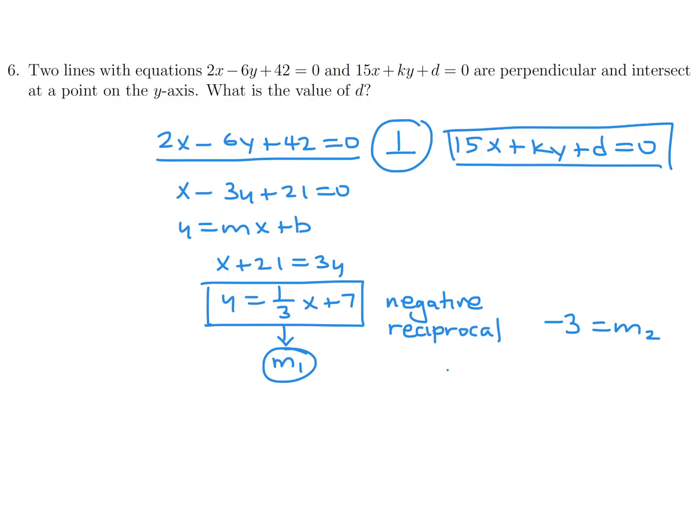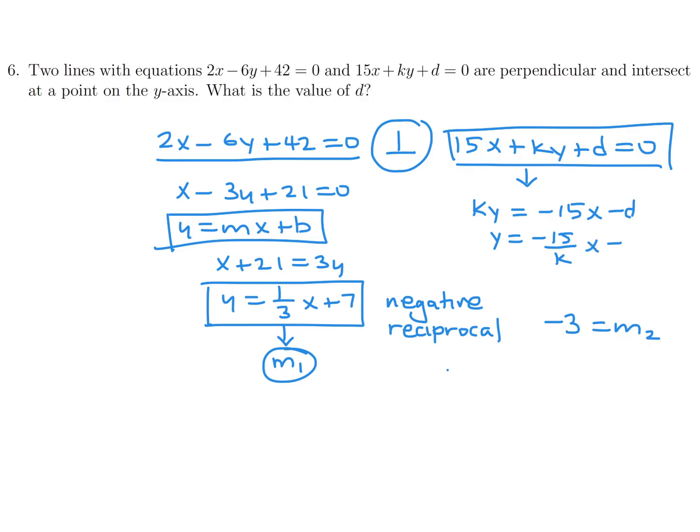Okay, so what I'll do is, again, I'll convert this into this form so I can make a direct comparison. So let's see, that would be ky is equal to minus 15x minus d. y is equal to minus 15 over k, x minus d over k. So this is the m2. Okay, so minus 15 over k is equal to minus 3. So that means k is equal to 5? Yeah, k is equal to 5.